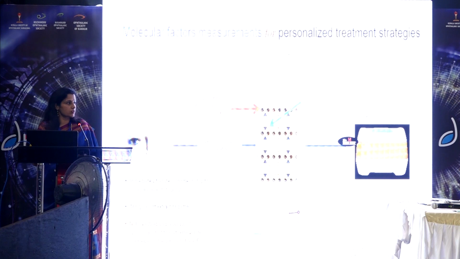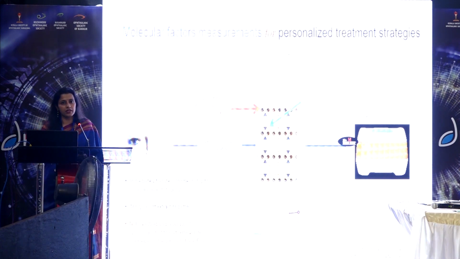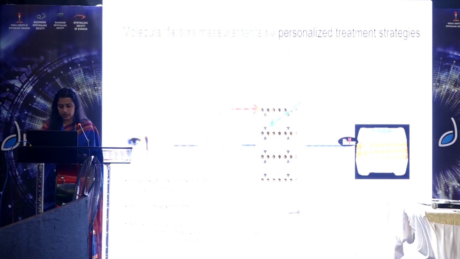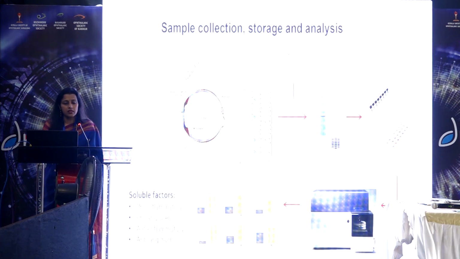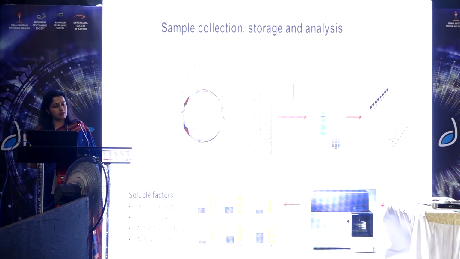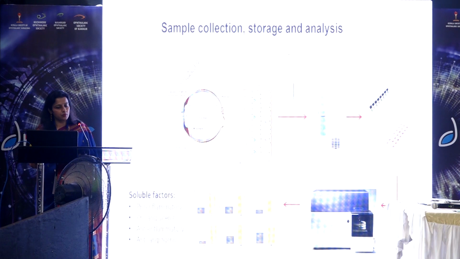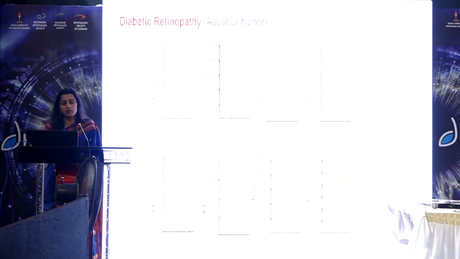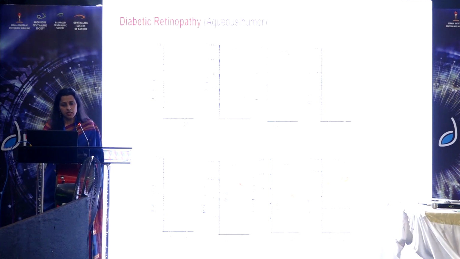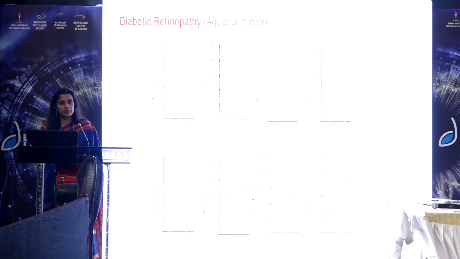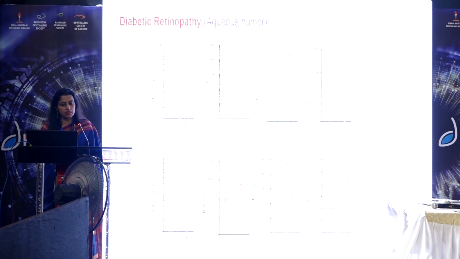You can run it as a batch sample of 48 or 96 or multiples of that. You can run it as soon as you collect some samples. Here again, what we see is soluble factors such as pro-inflammatory, pro-angiogenic and the anti-factors. So we have done this for tears, aqueous, vitreous and serum, and I have the results for the aqueous humor only, and you can see the difference between controls and diabetic retinopathy patients, how high they are.